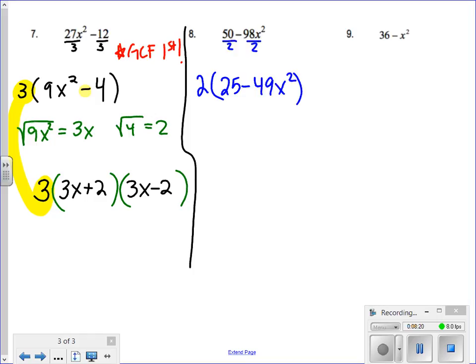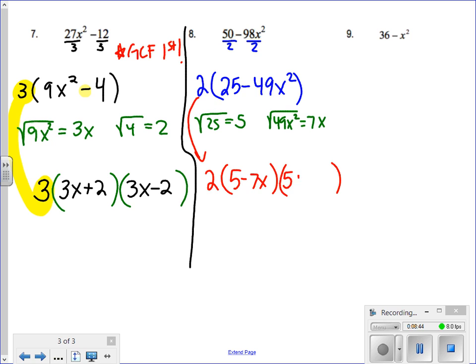Well, now that I pulled out that GCF, I can take the square root of 25, which is 5, and the square root of 49x squared, which is 7x. Just like the previous problem, I bring down the 2 and then have my other factors as 5 minus 7x, 5 plus 7x.